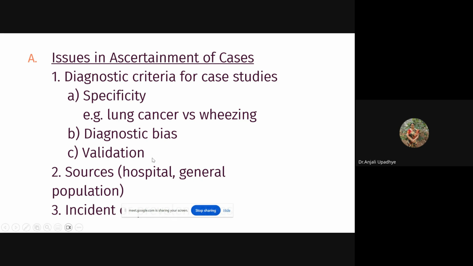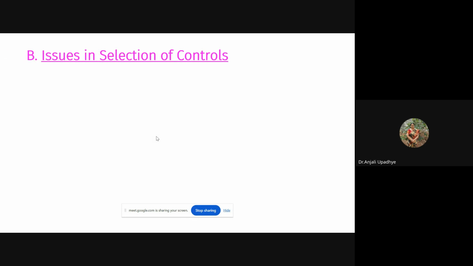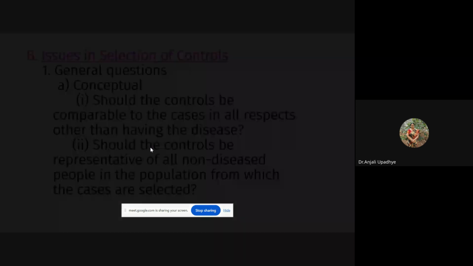Validation is there, or the hospital or general population is there. These are some of the issues and risks in taking cases. So, the issues in selecting the controls: whenever controls are selected, they should be healthy people, or the result should already be published. Then it should be representative of the non-diseased or healthy people, and we should know the prevalence of the controls. So many issues are there in the selection of controls, but still the control has to be done.